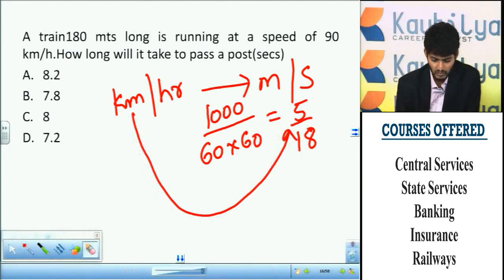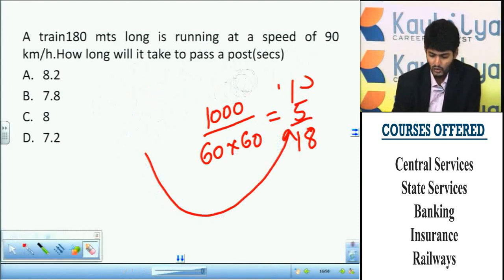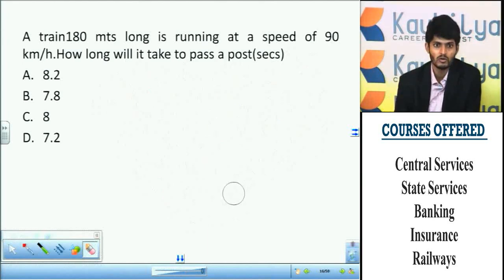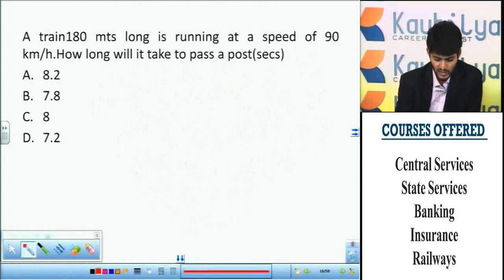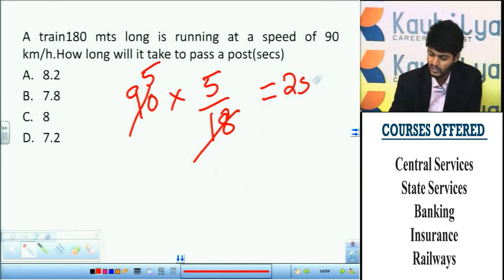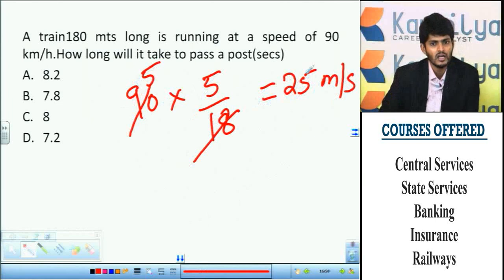So in my given problem, since the speed of the train is given in kilometers per hour, first my focus would be to convert this 90 kilometers per hour into meters per second by multiplying by 5 by 18. If you know the 18 table, you will understand that this goes 5 times, and the speed in meters per second is 25 meters per second. So I was successful in the conversion in the first place.